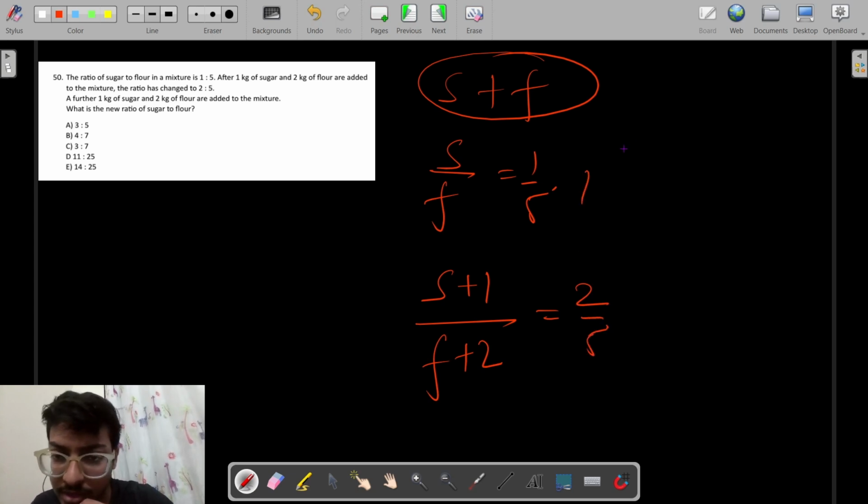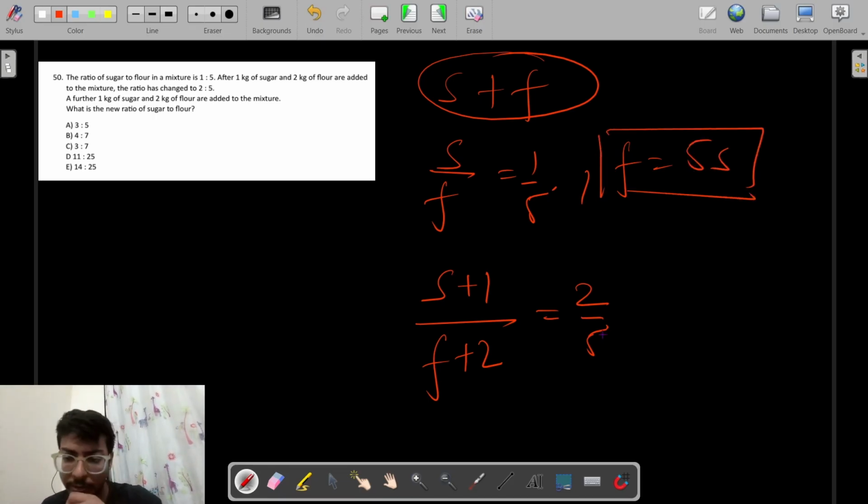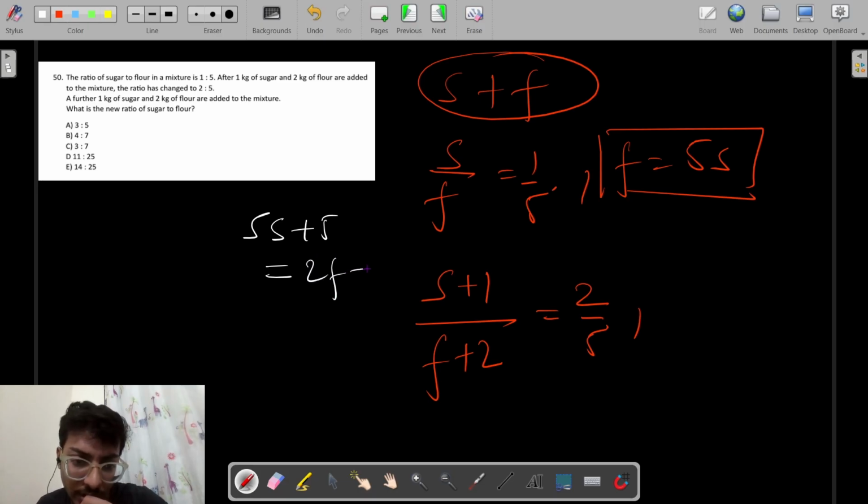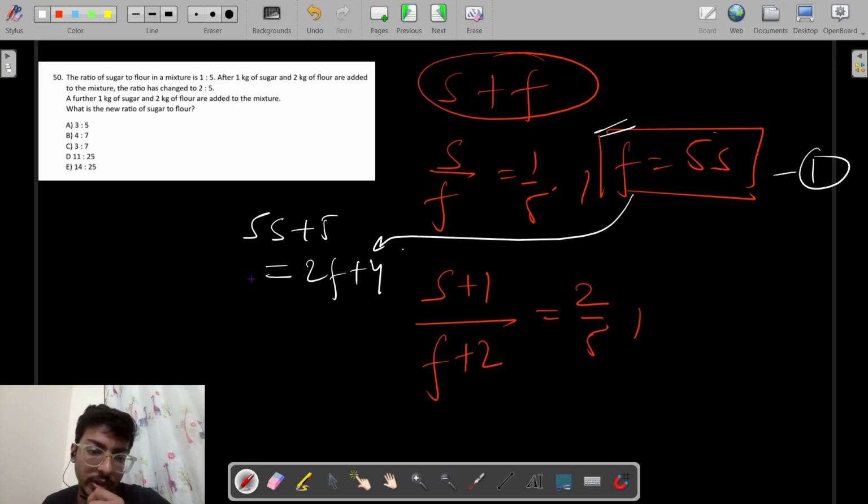So if you simplify it, this is nothing but f is equal to 5 times s, right? If you simplify this, you will get 5s plus 5 is equal to 2f plus 4. You will get 2f plus 4, and this is the first equation. You can simply put the value of f here.